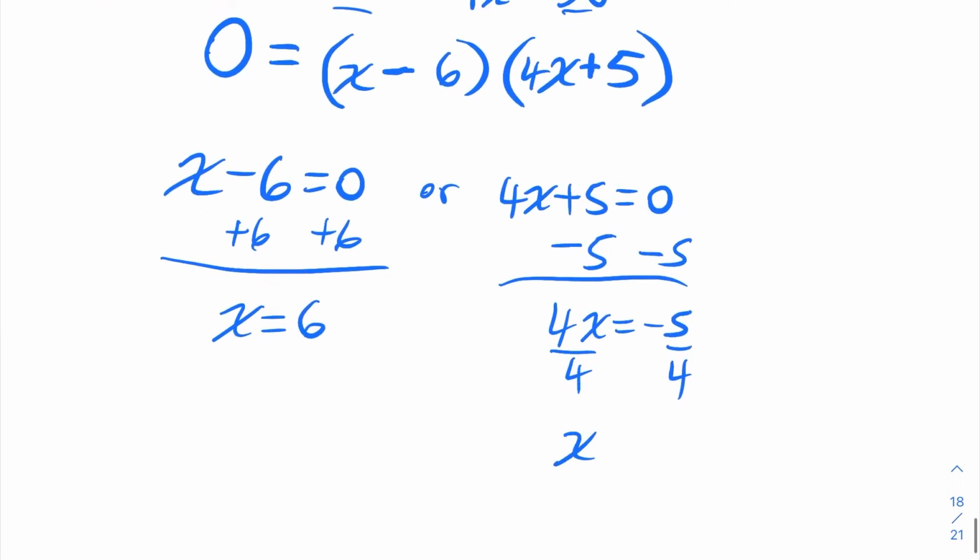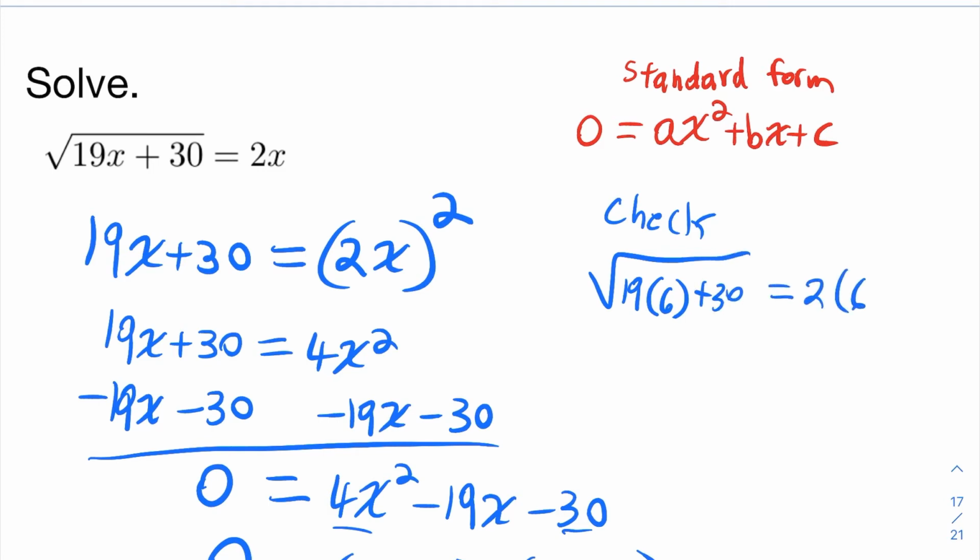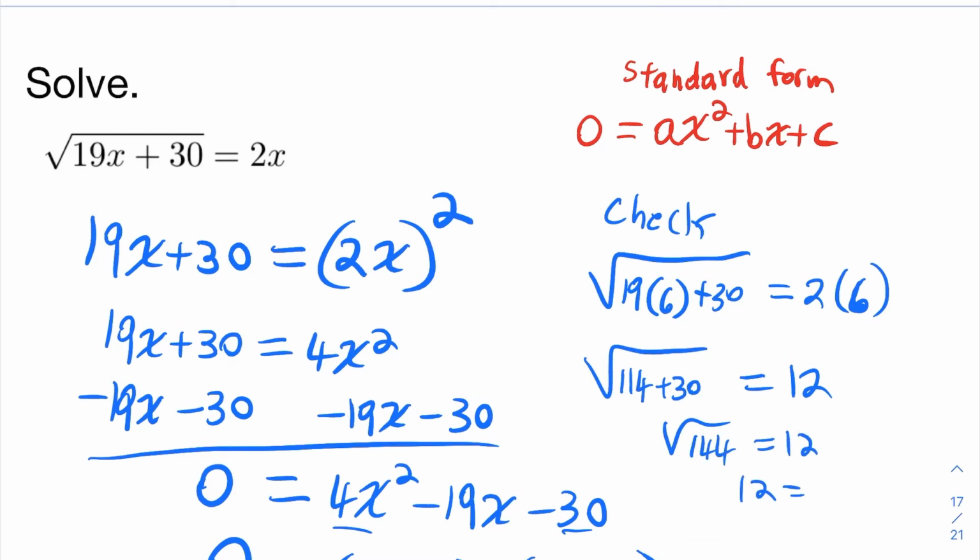And I get x is equal to negative 5 over 4. And then we would check our answers. So let's check 6. I get the square root of 19 times 6 plus 30 is equal to 2 times 6. Well, let's see. We have 19 times 6, which is 114, plus 30 is 144, equal to 2 times 6, which is 12. So I get the square root of 144 is equal to 12. So at least 6 works.